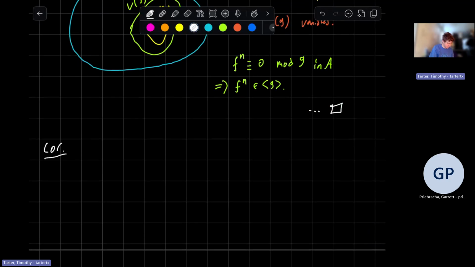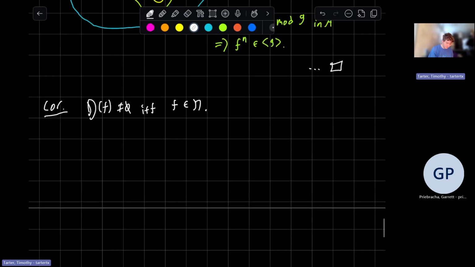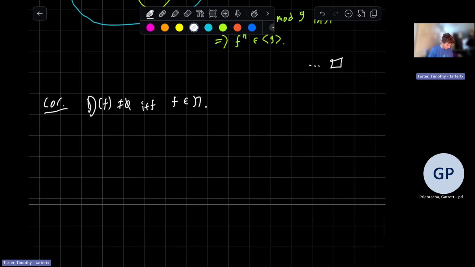Okay. As a corollary though, the non-vanishing set is the empty set if and only if f is in the nilradical. Okay. So, I don't know.